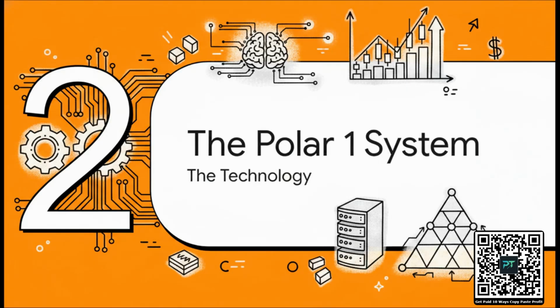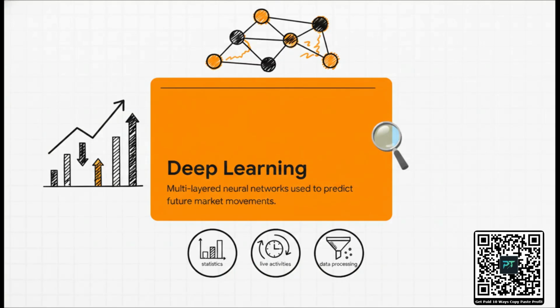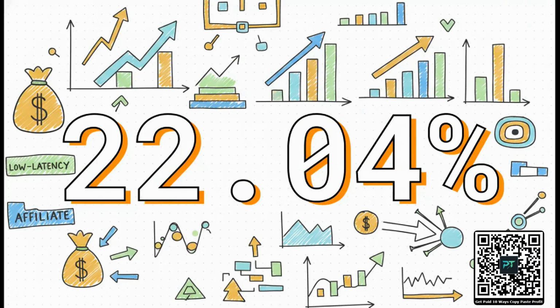Moving right along to Section 2, the Polar One system and the technology behind it. At the absolute core of this whole operation is what they call a deep learning engine. Basically, Polar One utilizes multi-layered neural networks. They have specific modules set up for statistics, for live activities, and for data processing. Essentially, the idea is that it's constantly analyzing market trends on the fly, attempting to predict future movements, and then executing trades completely autonomously.